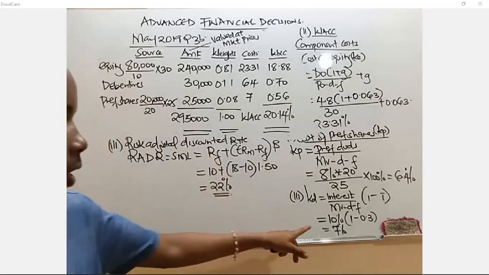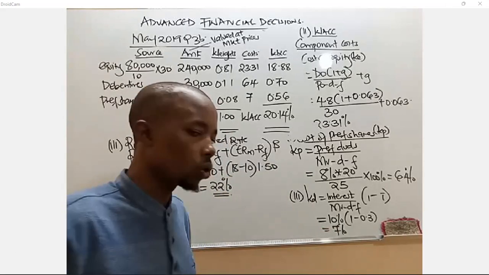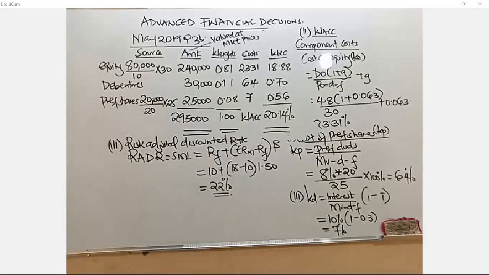I have said if the risk-free rate of return is not given, use the one for debentures. I think we are in agreement at that point.